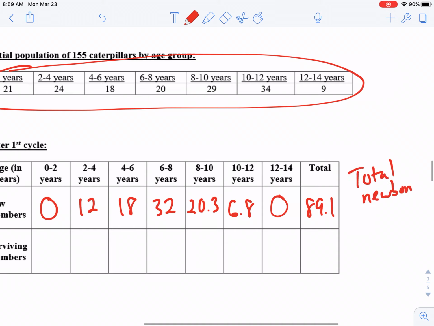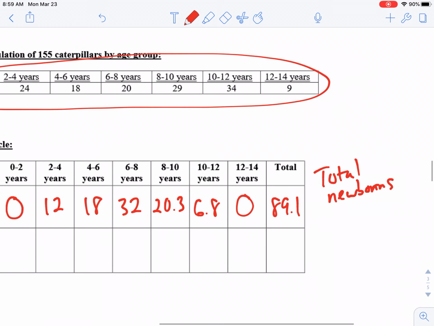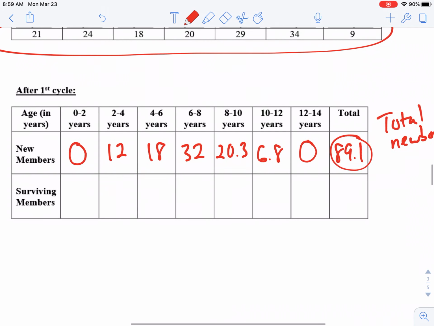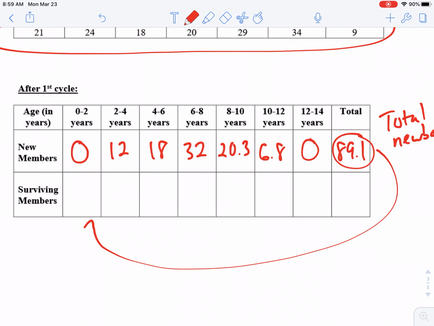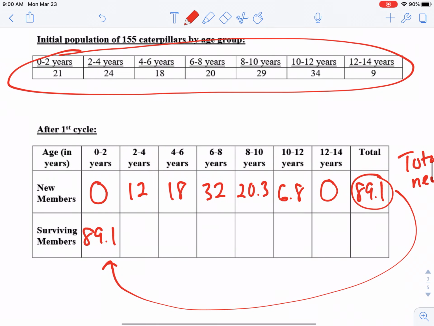One cycle into the future newborns of this population. So those 89 newborns actually become the 0 to 2-year-old survivors. They go there. They're like the survivors of the first age group now, because they're newborn. They're surviving birth and becoming 0 to 2-year-olds in this next cycle. Okay, so they are your first surviving member group.